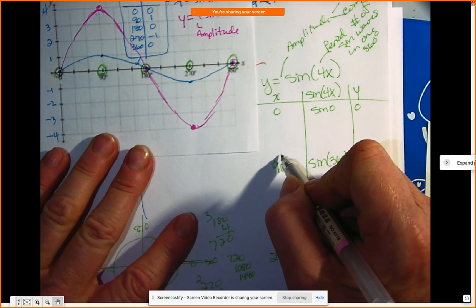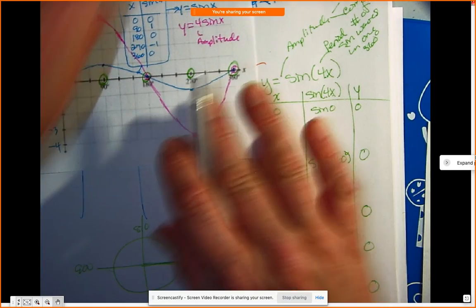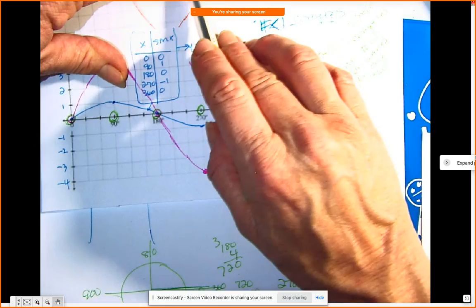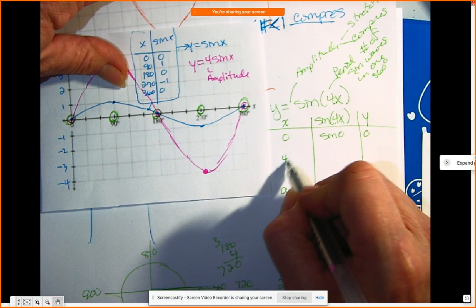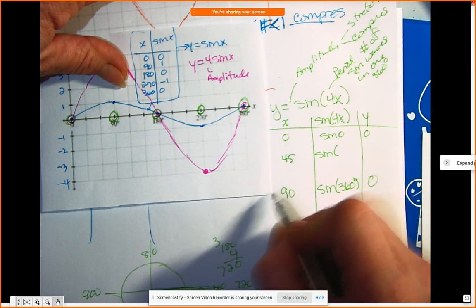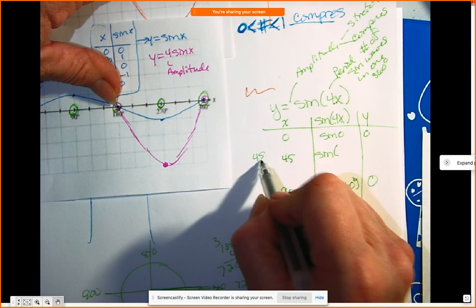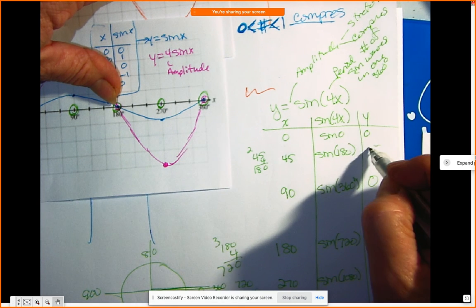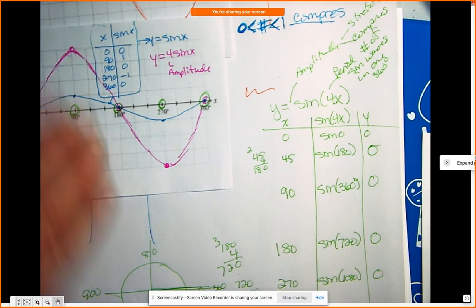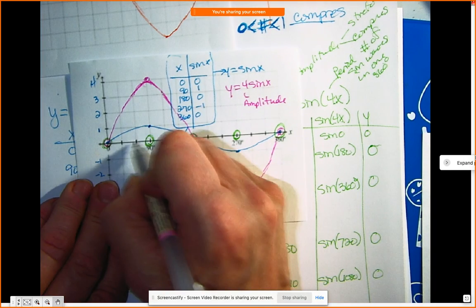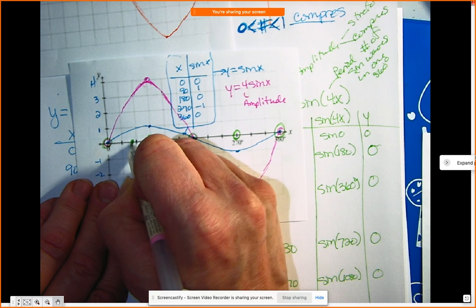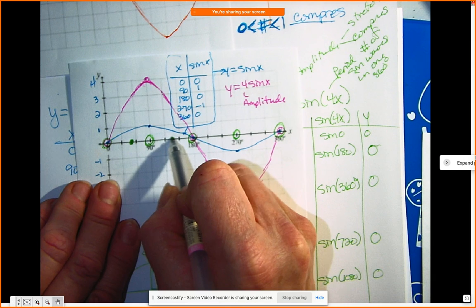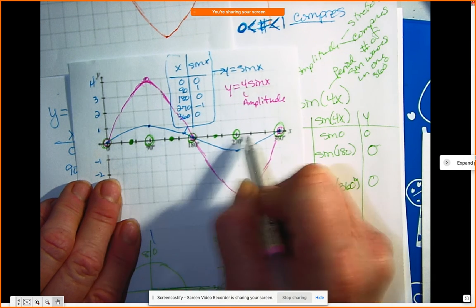So let me pick. Here's a good idea. Why don't I take these values and see if any of them divide by 4? Does 4 go into 180? It does. Let's pick 45 degrees. Here's why. 45 times 4 is 180. What is sine of 180? It's also 0. So at 45 degrees, it's going to cut through there, halfway between these two. Halfway between these two, you'll see a pattern.